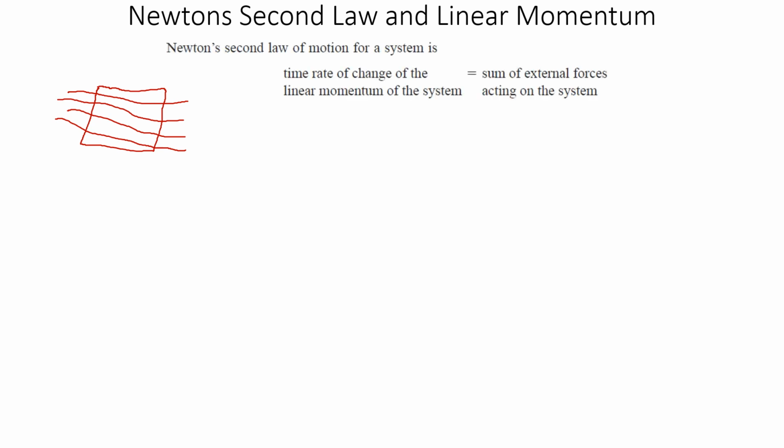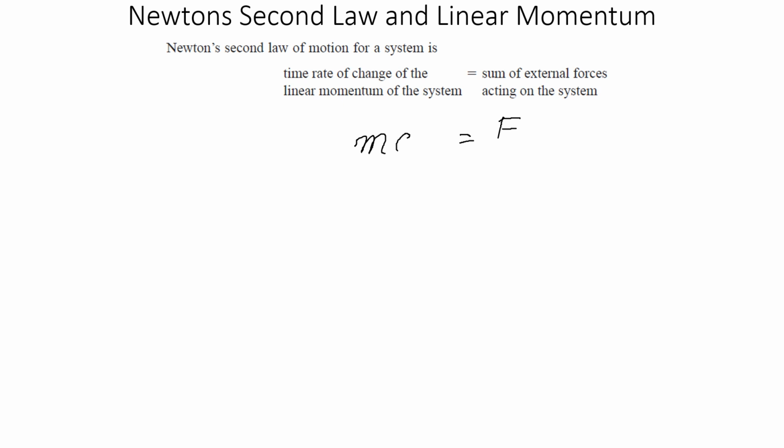So this is what Newton's second law tells us, that the time rate of change of linear momentum of a system is equal to the sum of external forces acting on the system. We remember Newton's second law with a very famous equation, that is F is equal to mass and acceleration. So this is the sum of external forces acting on the system, and the time rate of change of the linear momentum of a system.